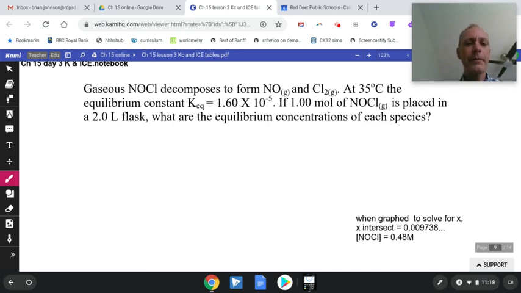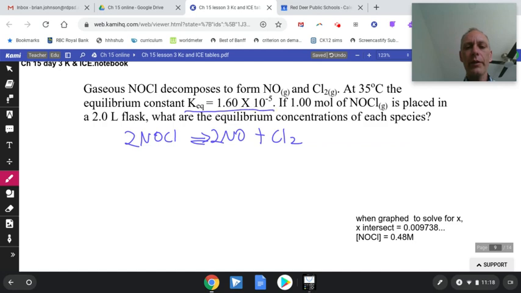Just keep rolling along. Okay, so gaseous NOCl decomposes into NO and Cl2. Equilibrium back and forth. Okay, balance it. 2 chlorines, 2 chlorines, 2 NO, 2 NO. Okay, there's our balanced chemical equation. They're giving us the equilibrium constant. It's very small. It's to the -5. That's tiny.